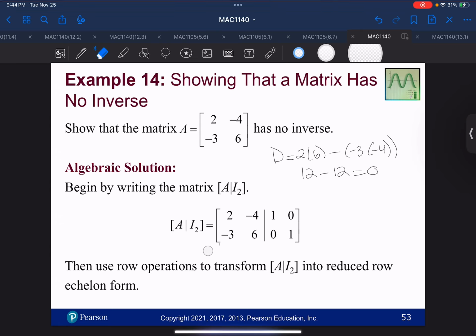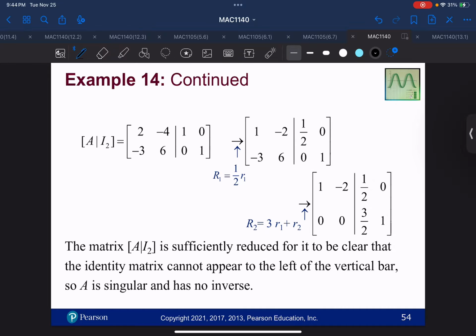So again, to find it by hand, we set up this augmented matrix with the matrix A and then the 2 by 2 identity matrix. And we try to get the left-hand side in reduced row echelon form. So the first thing is we will divide the top row by 2 to get a new row 1. And then we can multiply row 1 by 3 and add it to row 2 to get that to equal 0. And that gives us a new row 2.